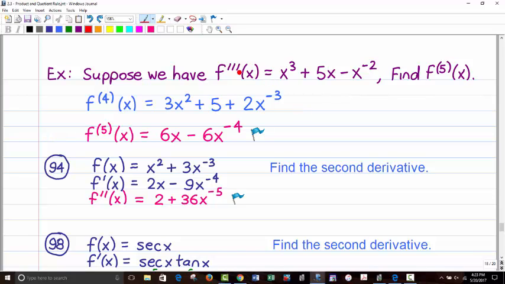So we take the derivative of f third, which will be f4. So it's 3x squared plus 5. Negative 2 makes that positive 2, subtract 1 makes that x to the negative 3. And then take one more derivative. The derivative of 3x squared would be 6x. The derivative of 5 would be 0. We have negative 3 times 2 is negative 6. Subtract 1 from the exponent makes that negative 4.